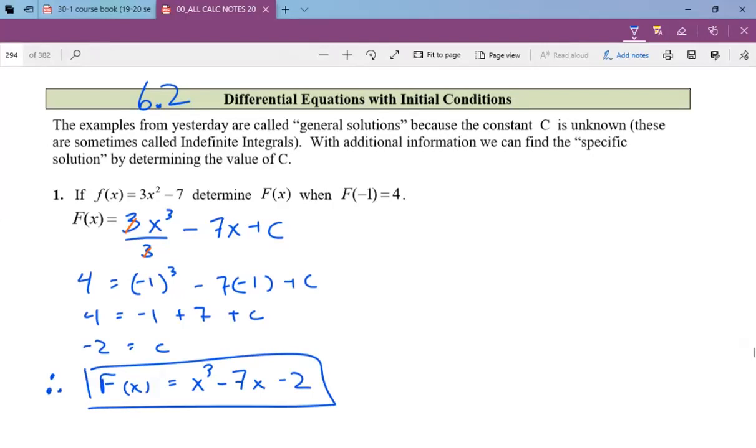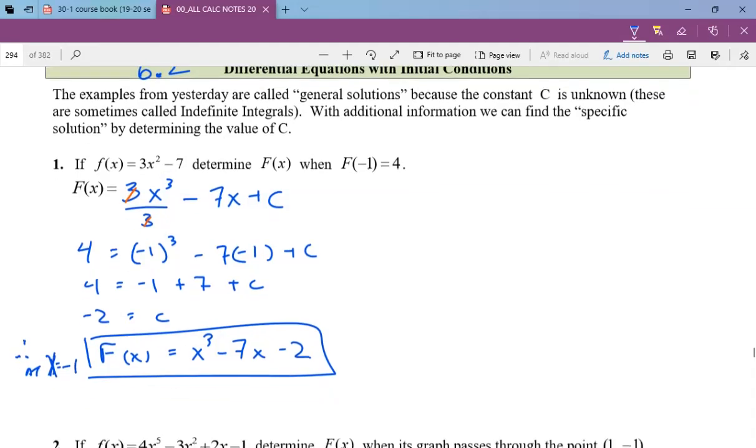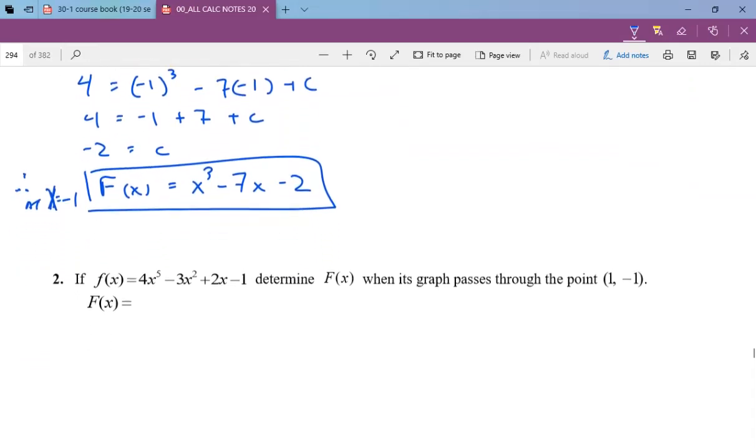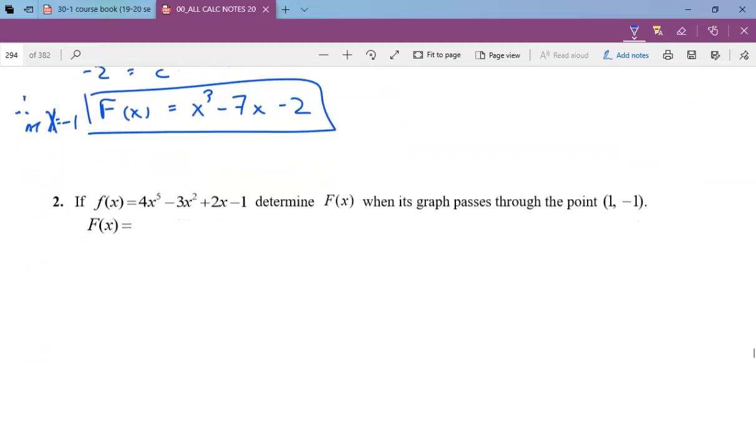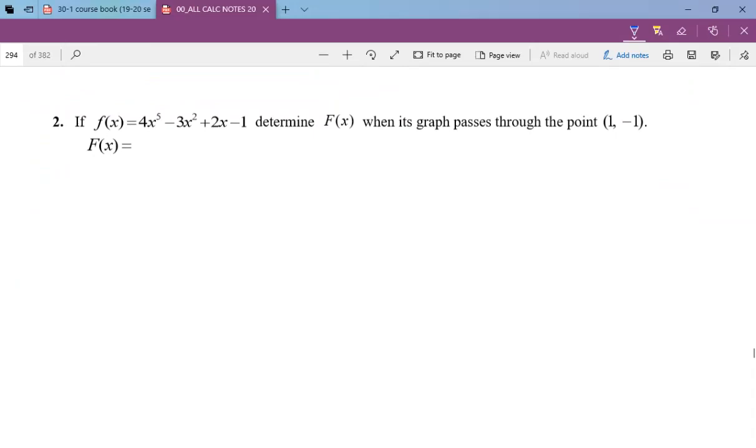I suppose we should add a little bit more detail into that. Therefore, at x equals -1, that's the case. We should claim that in here. So at x equals -1, that is our integrated function.